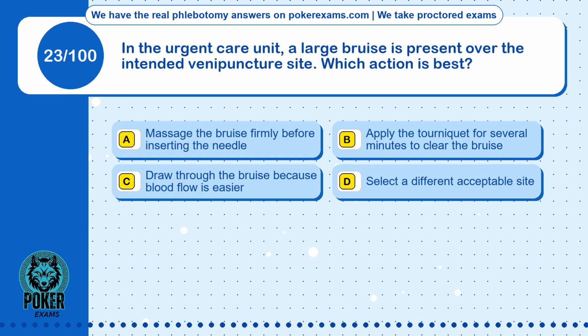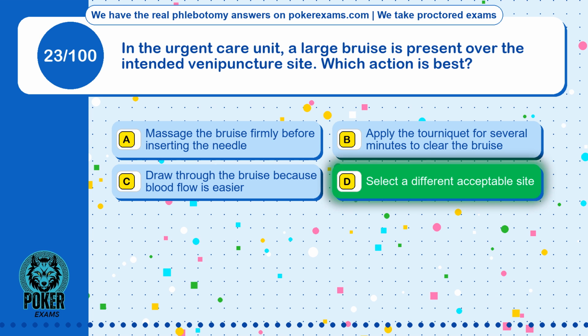Question 23. In the urgent care unit, a large bruise is present over the intended venipuncture site. Which action is best? Option A. Massage the bruise firmly before inserting the needle. Option B. Apply the tourniquet for several minutes to clear the bruise. Option C. Draw through the bruise because blood flow is easier. Option D. Select a different acceptable site.